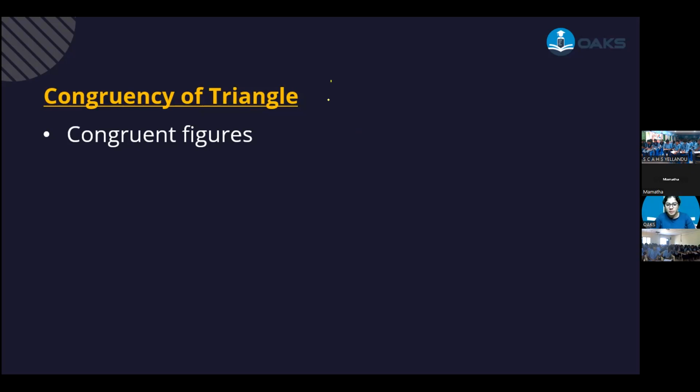So suppose we have a person named Ajay and we have his passport size photographs. If I overlap these two, will you be able to identify whether that is the same picture or there are two pictures? Because it is exactly overlapping each other. So they are congruent to each other. The size and shape of that picture is exactly the same. Do you understand the concept of congruency?